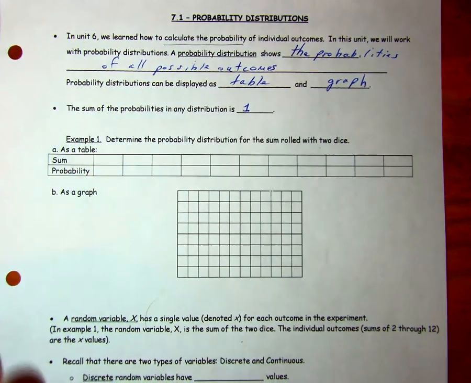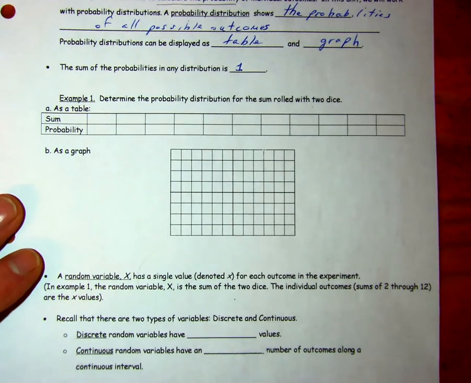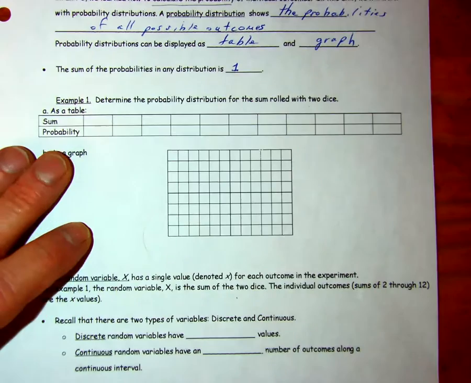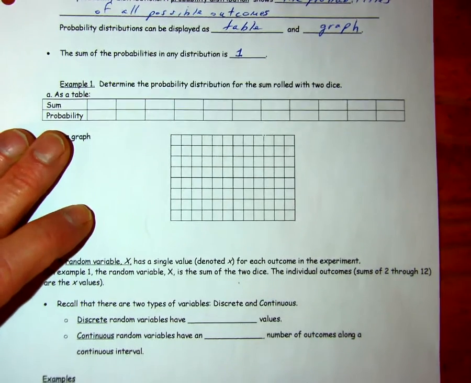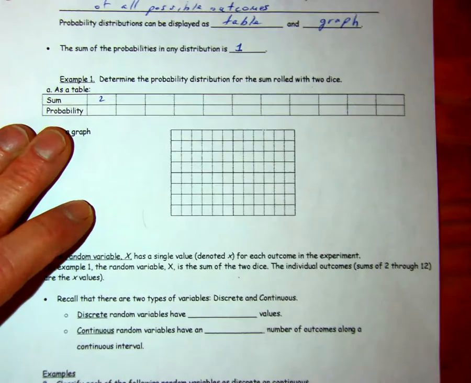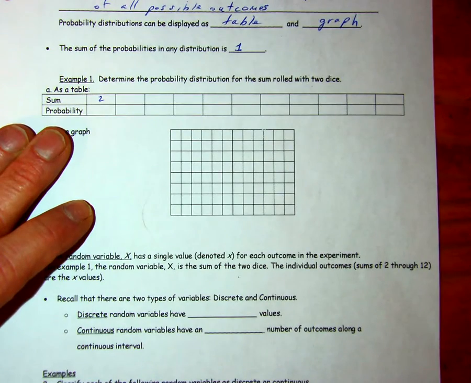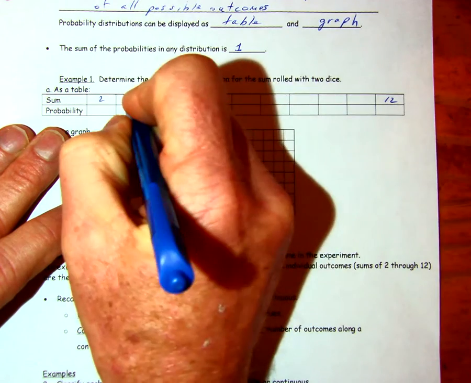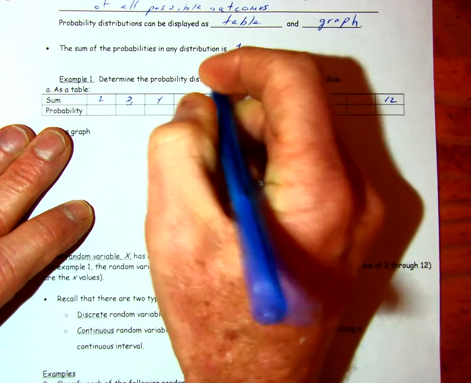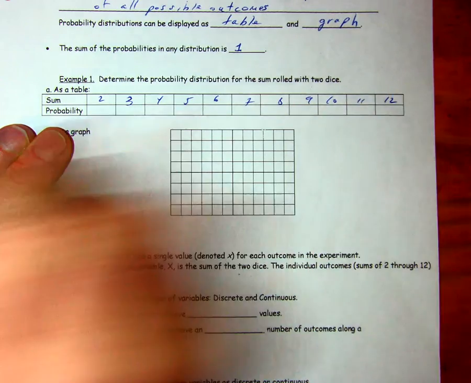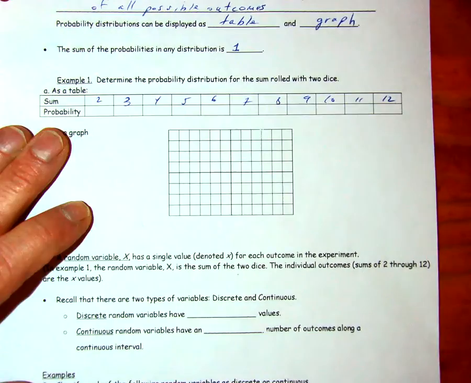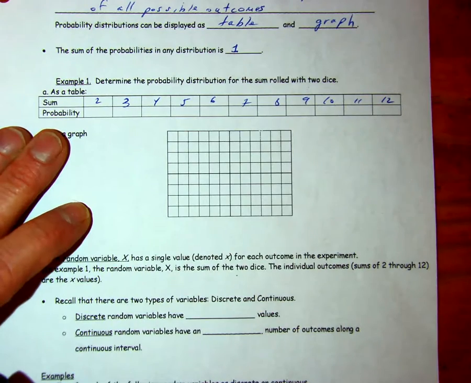All right. Okay, example. Determine the probability distribution for the sum rolled with 2 dice. So first of all, what's the sample space, the number of possible outcomes? We can have a 1 and a 1 to get a sum of 2, and a 6 and a 6 to get a sum of 12. So you can get every number in between, right? 2, 3, 4, 5, 6, 7, 8, 9, 10, 11, 12. Okay. And to do this properly, you would probably have to make a table, but I think you've done it a few times by now.